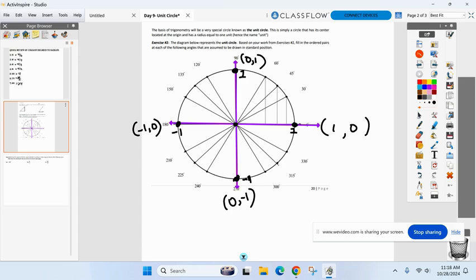All right, now we're going to see if you can do it without flipping back to the circle. Everyone, just remember what was 30 again? Radical 3 over 2, comma, 1/2. Let's see if you can just remember that.